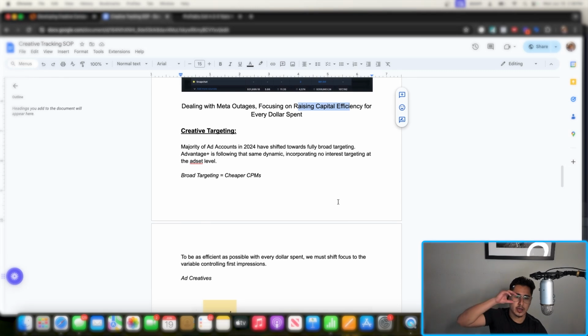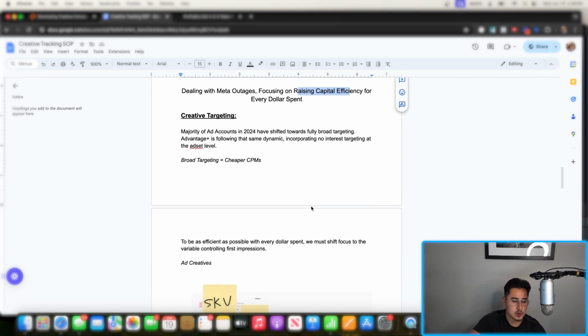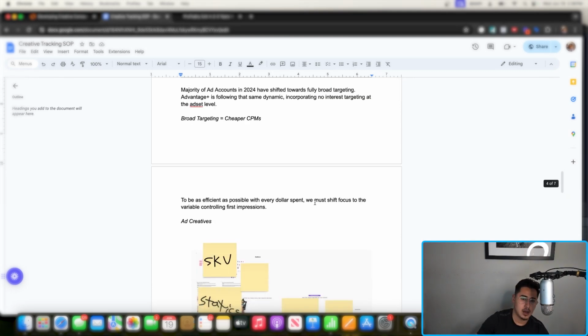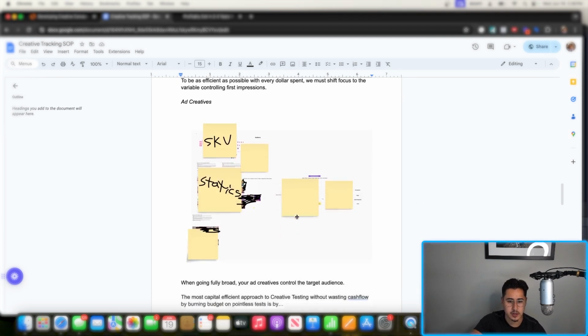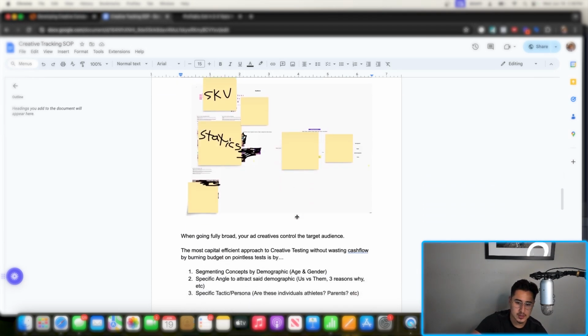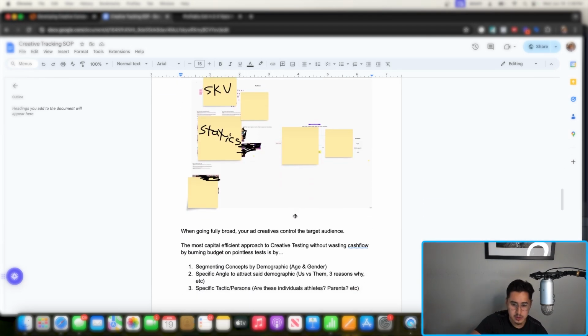So what is the creative targeting method? How does that work? Well, the majority of ad accounts in 2024 have shifted towards broad targeting, Advantage Plus, these dynamics. I see a lot of people moving away from interest-based targeting and now moving towards broad targeting. Positives to that: cheaper CPMs, far more efficient for your dollar spent. And what you're doing is you're working with the Meta algorithm to create creatives that do the targeting for you. As a byproduct, this is going to lower your CPM.